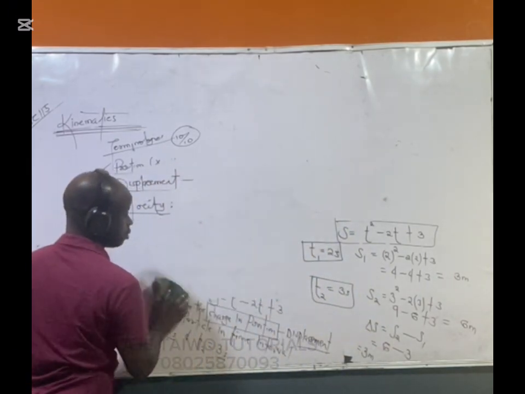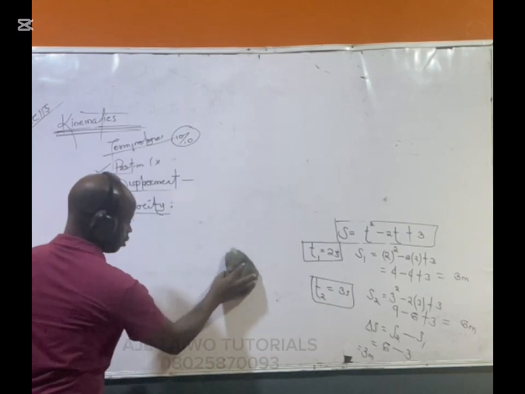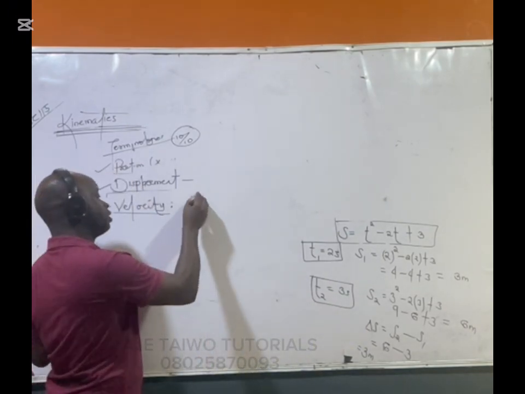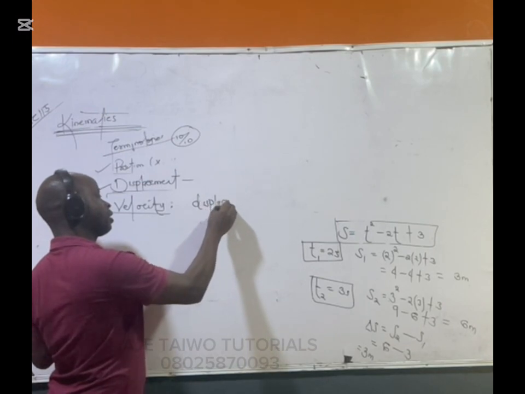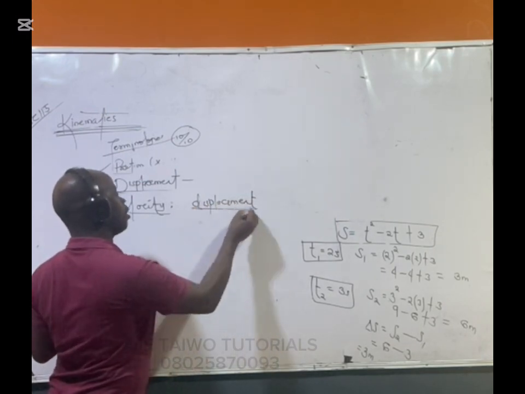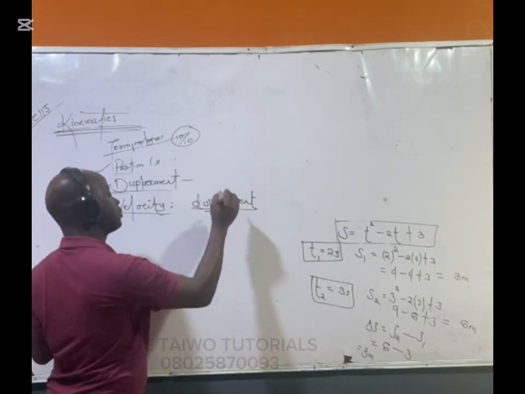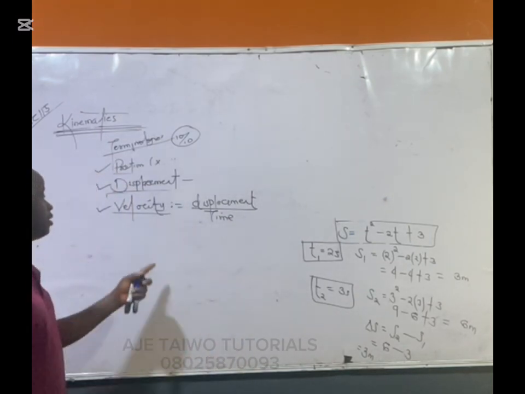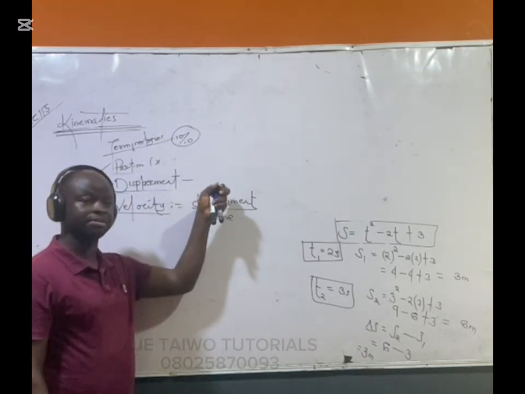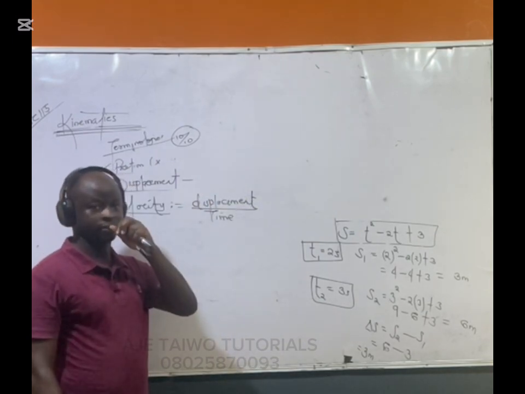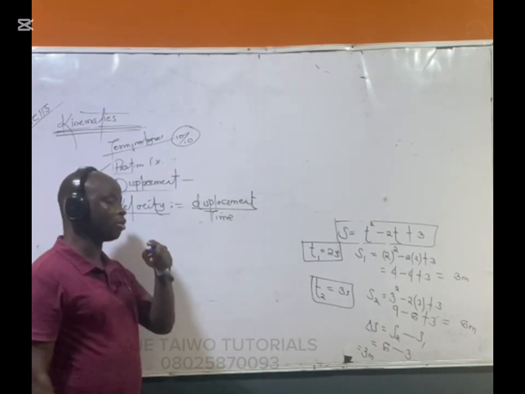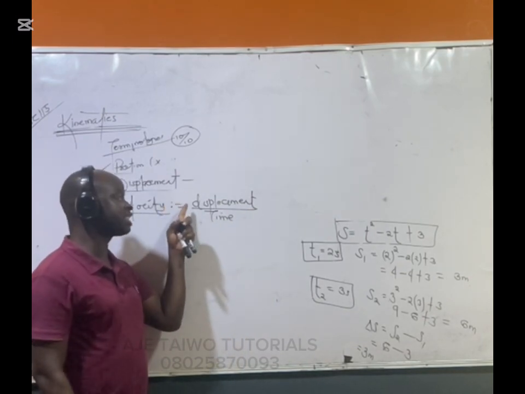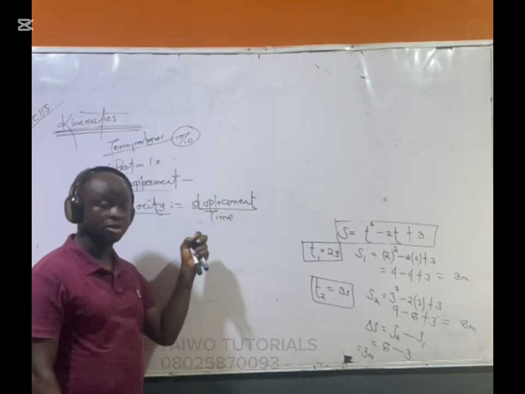Velocity is the rate of change of displacement in time. Good. Velocity is simply what? Displacement all over what? Time. Displacement over time. That's what velocity is, the rate of change of displacement to time. Rate of change of position to time, or displacement towards time.